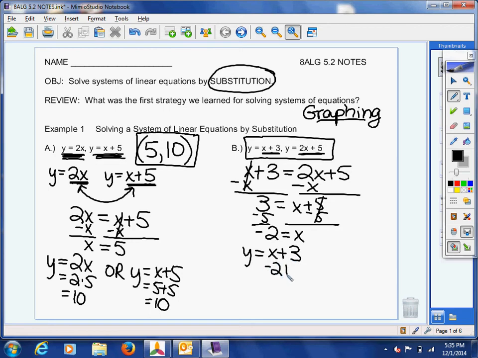Plug in negative 2 for the x and solve. Negative 2 plus 3 is 1. And so your point of intersection is x is negative 2, y is positive 1. There's your point of intersection. Boy, it beats the heck out of graphing, doesn't it? We got those done a lot faster.